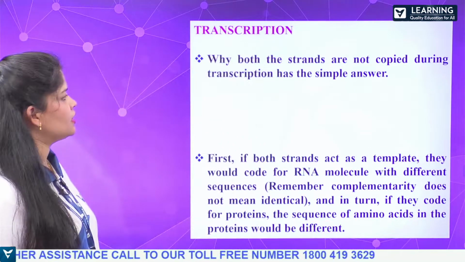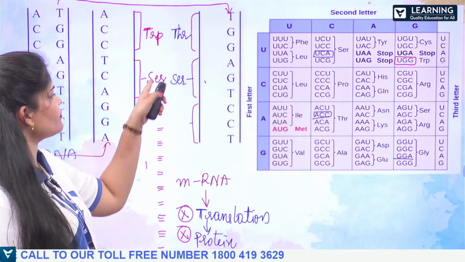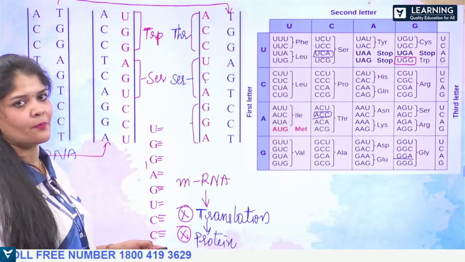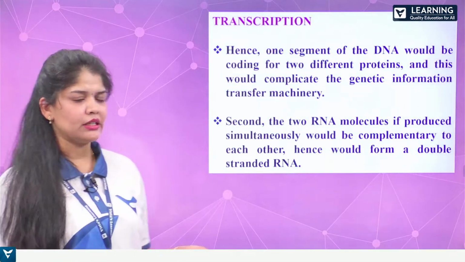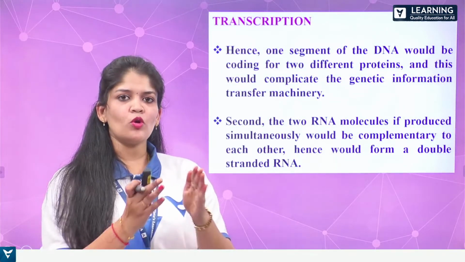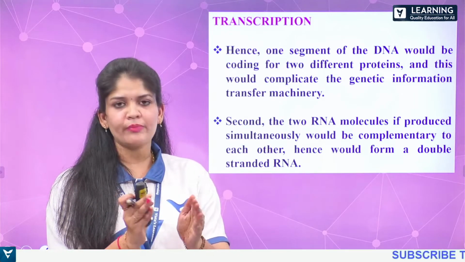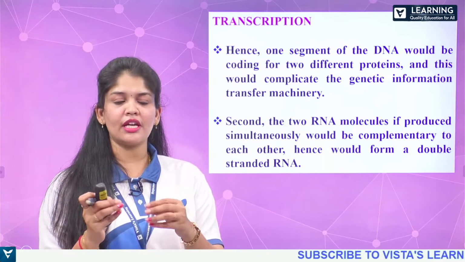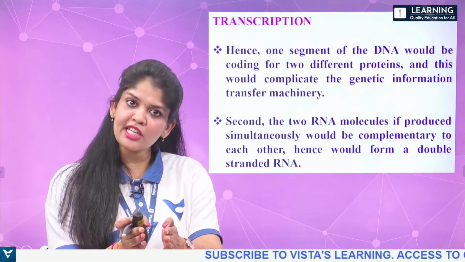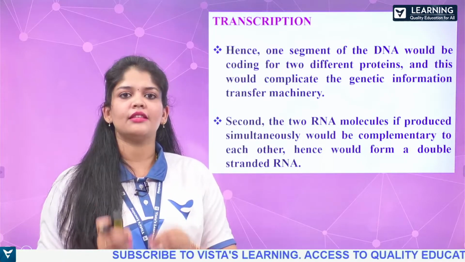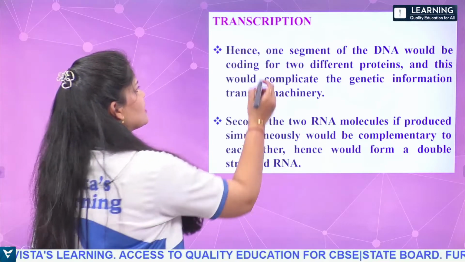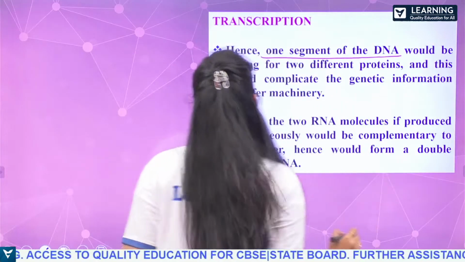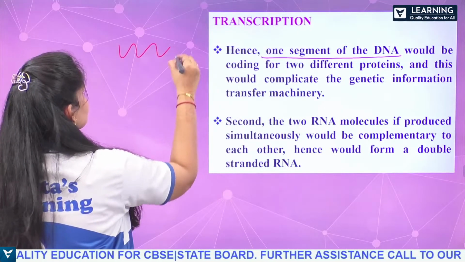That is what the sequence here; we have different sequences. Now, the second one is, if both the strands of the DNA are going to transcribe into mRNA, they are going to produce different sequences of the amino acids that are going to be present in two different proteins. So hence from one segment itself, consider this is a single segment.